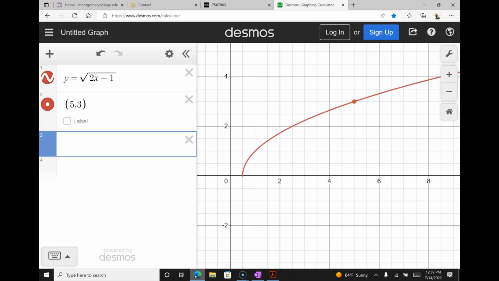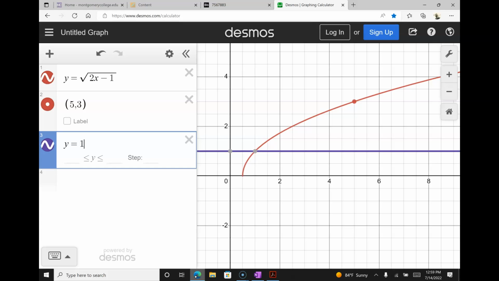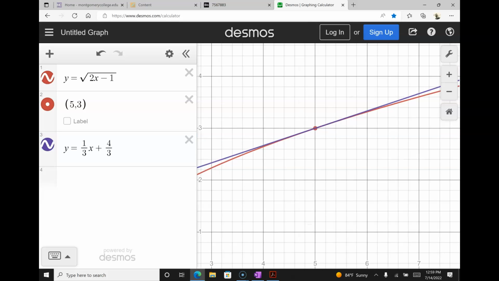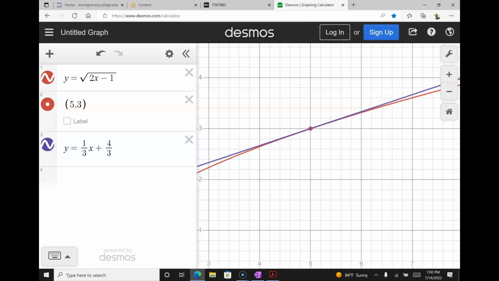So y equals 1/3 x plus 4/3. Oh yeah, baby. Classic. So when I give you a tangent line to do today on the quiz, you make sure you graph it, right? Make sure you double check it.